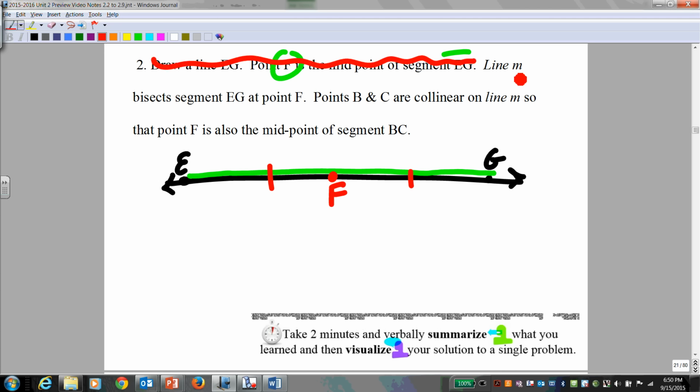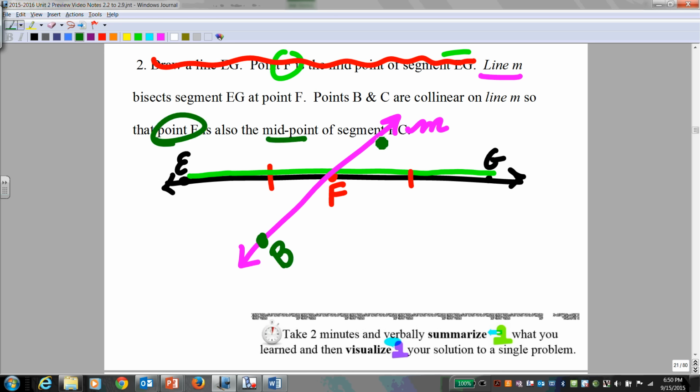It says line M bisects EG at point F. So line M goes through EG at point F. Next, B and C are collinear on line M, so that point F is also the midpoint of BC. So B and C are collinear. That means they're on the line M, and F is the exact middle going that way.